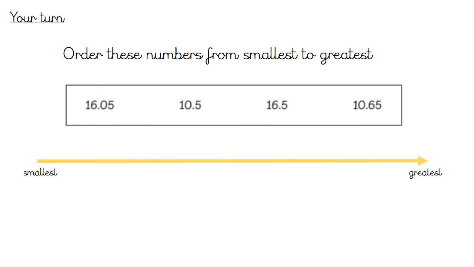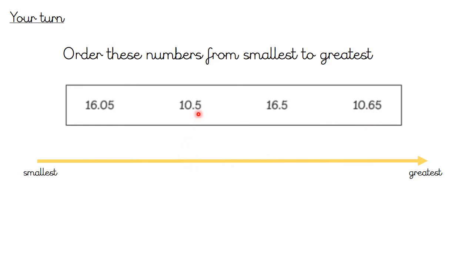Okay, so our numbers are 16.05, 10.5, 16.5 and 10.65. Now, we all know 10 is less than 16. So first of all, we're going to deal with our tens, these two numbers, because they are going to be smaller than the two numbers that are 16. So we need to look in our tenths column because our tens and our ones are both the same. They both are showing the number 10. So we have 5 tenths in this number and 6 tenths in this number.